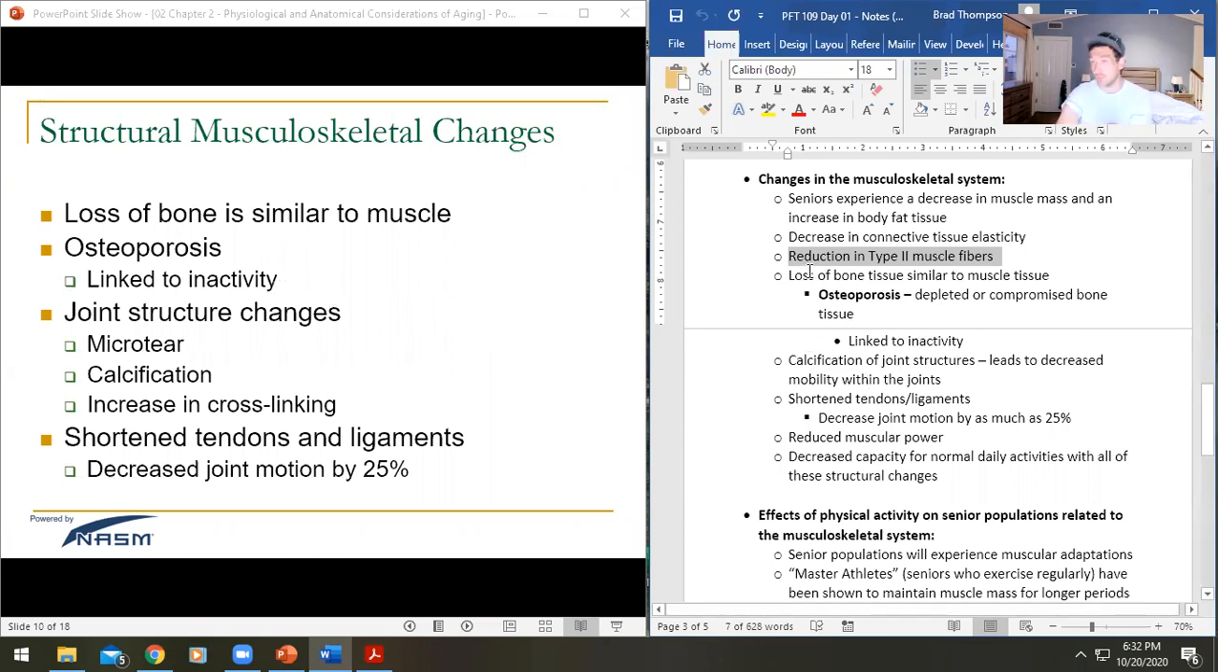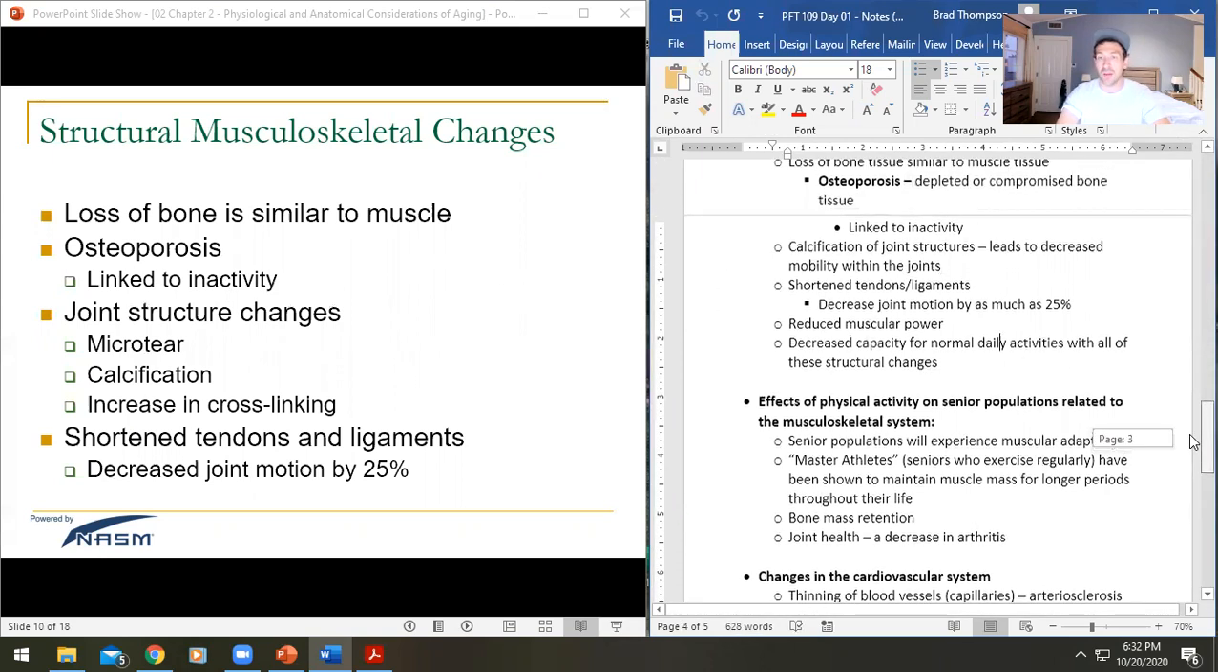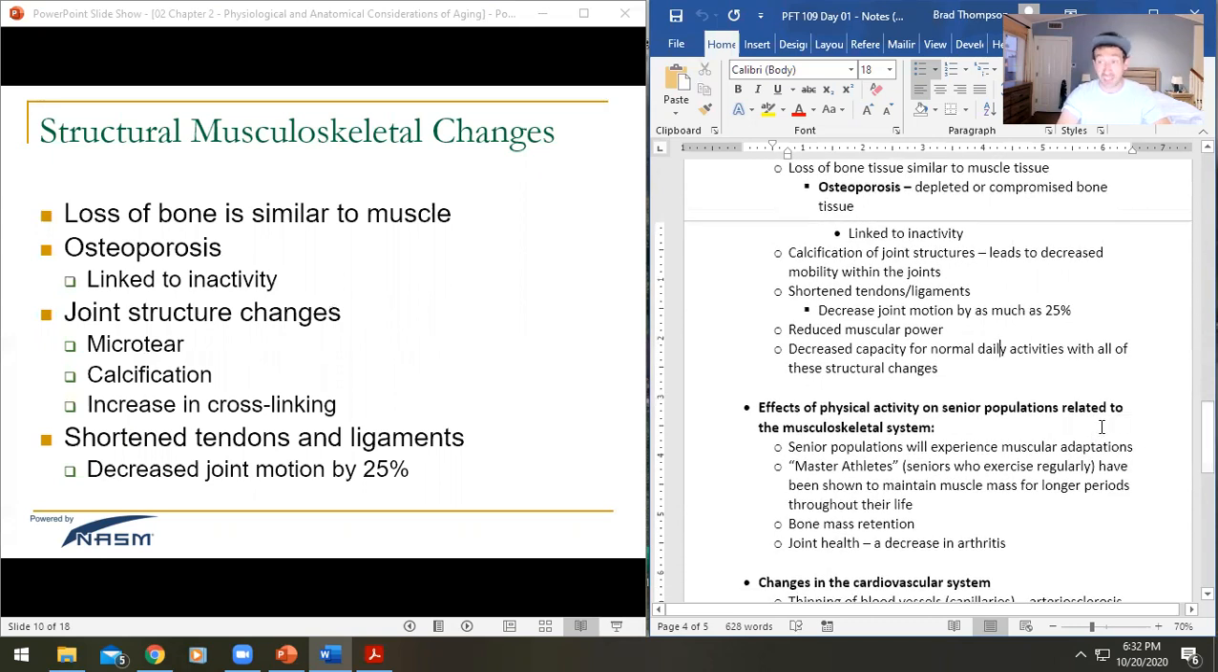Also, obviously, in the musculoskeletal system, we'll see a loss of bone tissue as we get older. Osteoporosis, right, that depleted or compromised bone tissue, has been directly linked to two primary causes. One is lack of activity. That is absolutely the main one. And two is poor diet. So we do want to make sure that we are trying to avoid that loss of bone density by trying to be active and eat healthy.